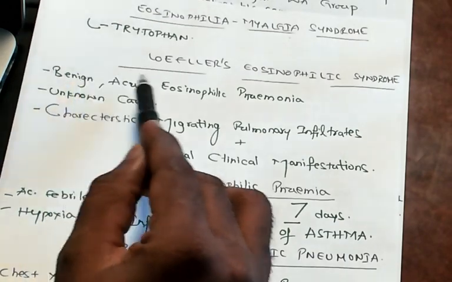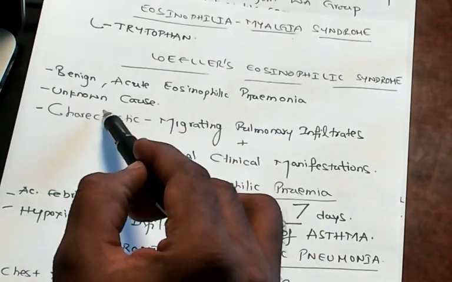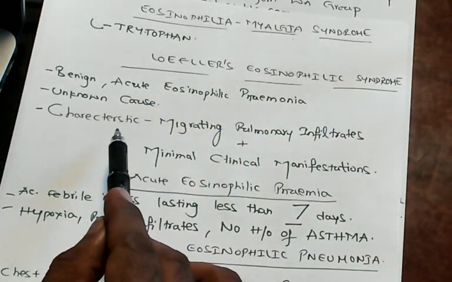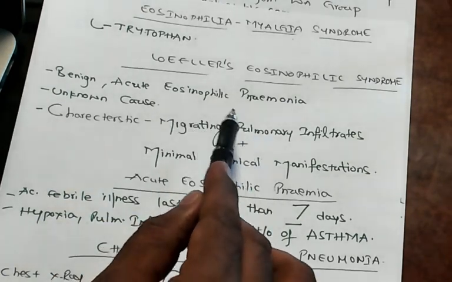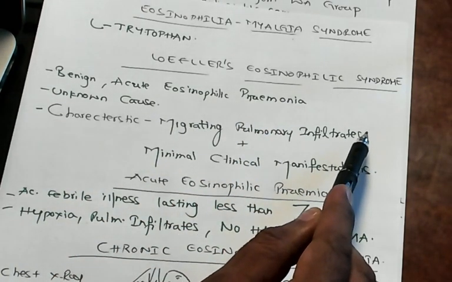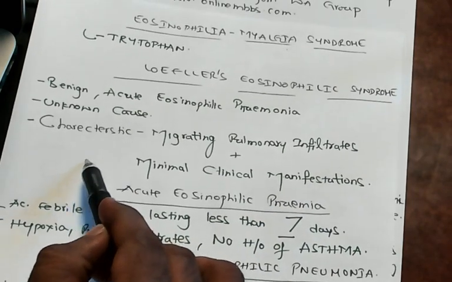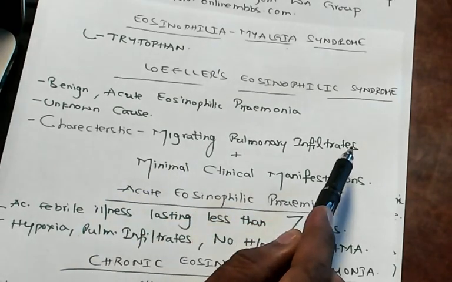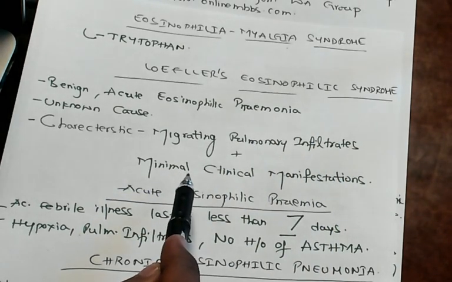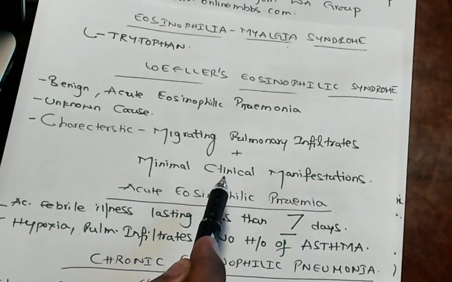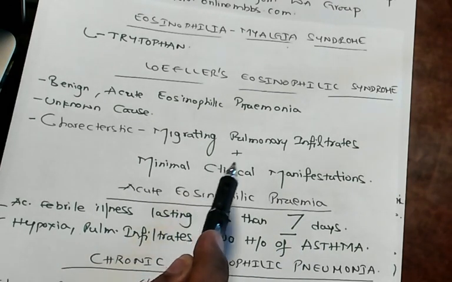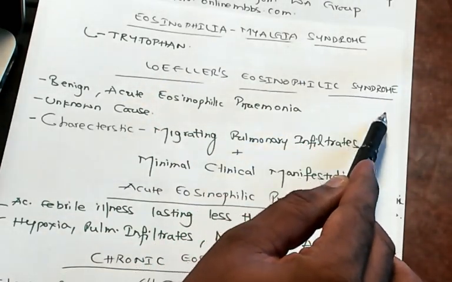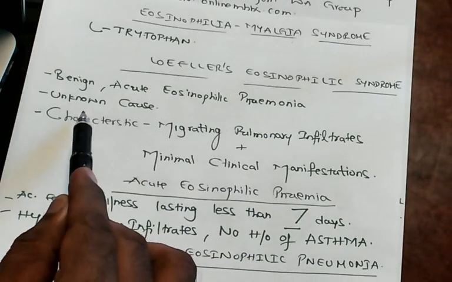It is a benign, acute eosinophilic pneumonia, unknown cause. What is very characteristic about Loeffler's eosinophilic syndrome, doctor? A lot of times this question is asked. It is a migrating pulmonary infiltrate. This week it will be in the upper lobe of the lung. Then it will go to the lower lobe of the lung. So migrating pulmonary infiltrates with very minimal clinical manifestations. Clinically, the patient will not have as many symptoms as what the X-ray is showing. So that is a classical feature of Loeffler's eosinophilic syndrome. You should not forget, which is unknown cause.